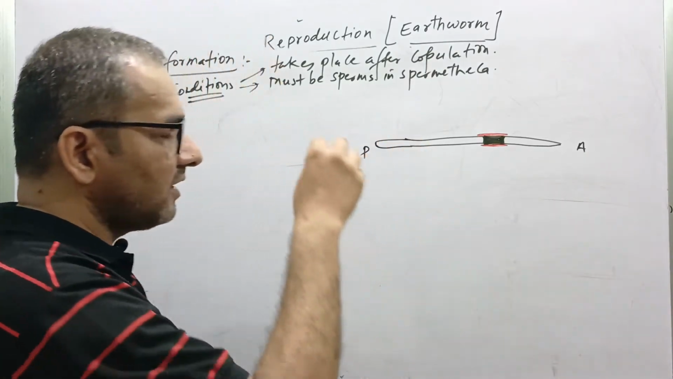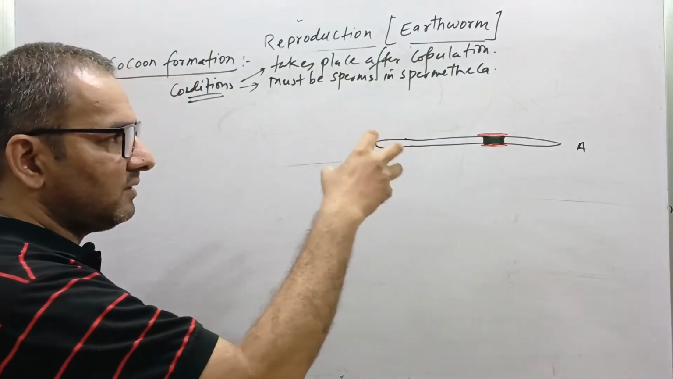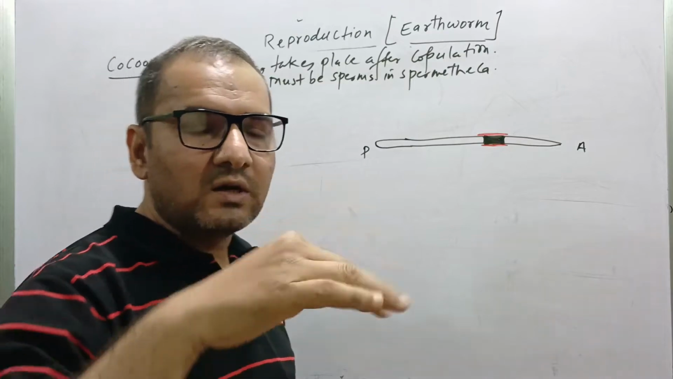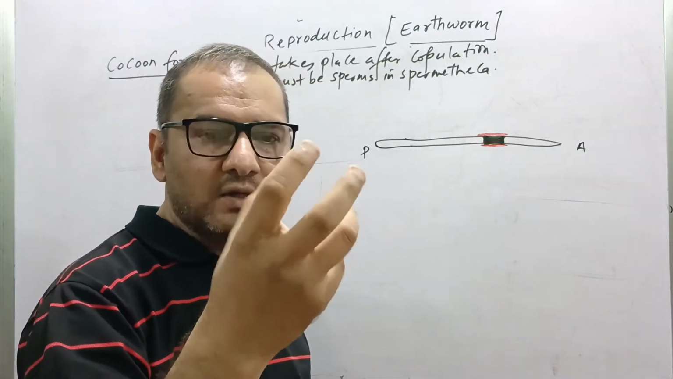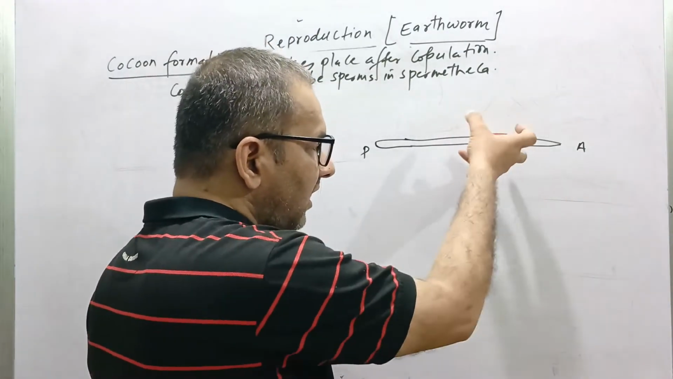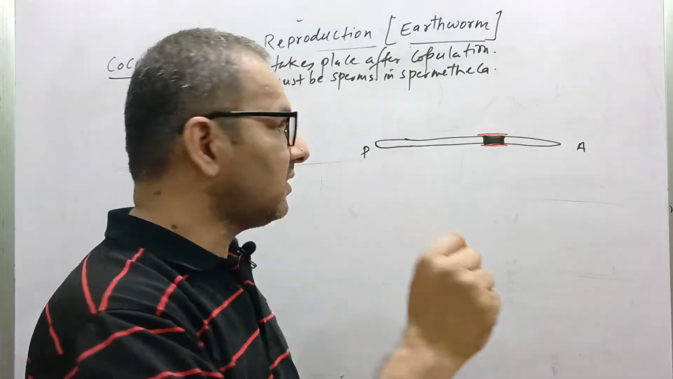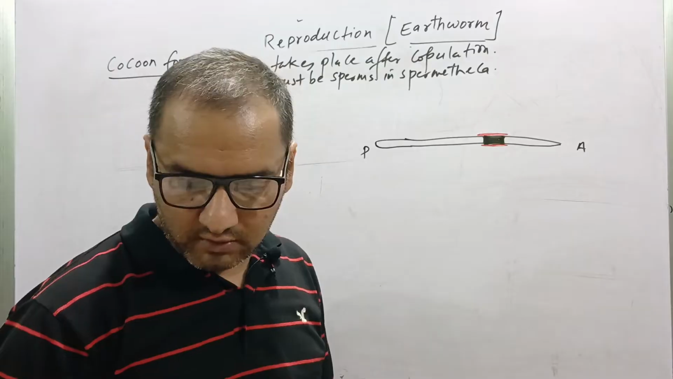So what we have studied: during the process of cocoon formation, clitellum produces a type of viscous fluid which on exposure to air solidifies and forms a membrane around the clitellum, and this membranous tubule which is formed around the clitellum is the beginning form of the cocoon.